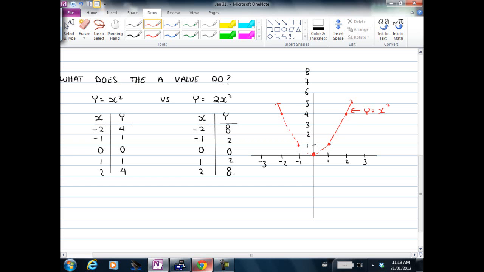I want you to plot this table of values onto the same grid. Y equals 2x squared. And we're going to see how the 2 affects it. Okay, I'm going to use blue this time. 0, 0. 1, 2. 2, 8. And go ahead, draw in your dots. And draw in the best curve you can.